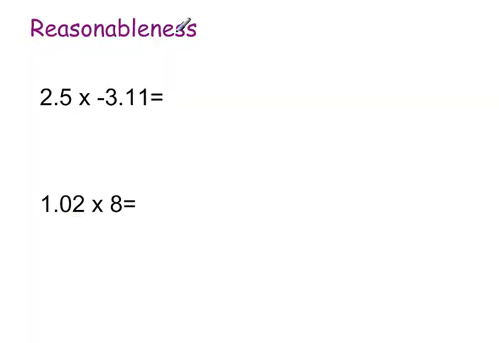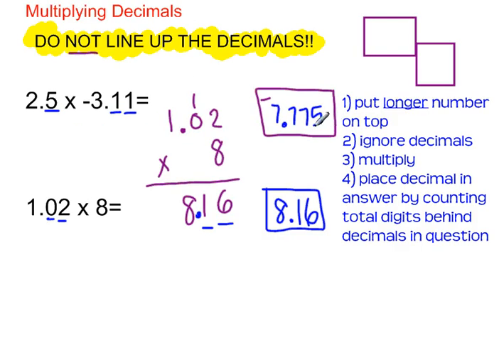Now this word is reasonableness. It's a really long word that basically means, is the answer that we just got reasonable? Does it make sense in the problem? And the way we're going to check for reasonableness, or to see if our answer makes sense, is we're going to do some rounding. 2.5, yeah, it's kind of like the number 3. And 3.11, I'm going to round that to 3. And it's negative. So a reasonable answer should be about -9. What did we get? -7.75? Yeah, I'd say that's pretty reasonable. We're very close.